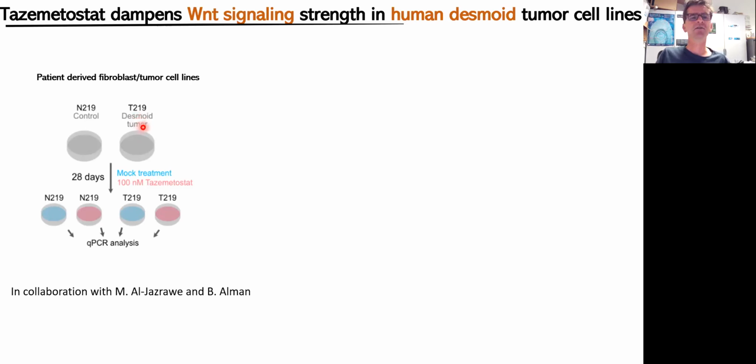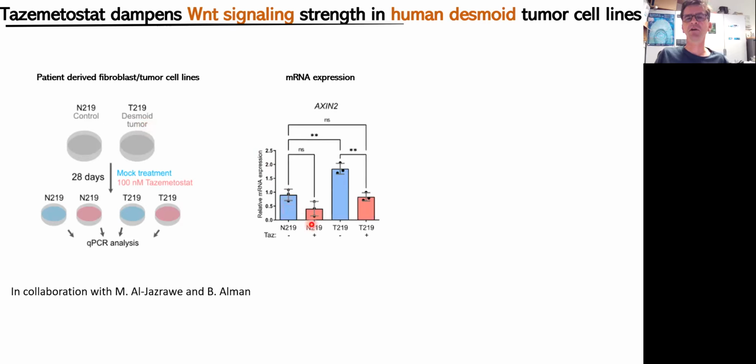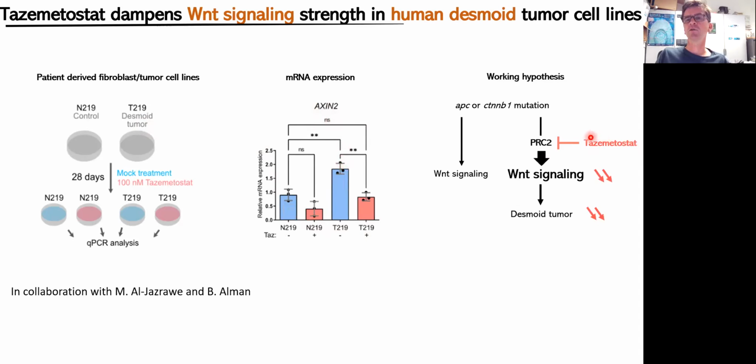To get a bit more insight into how tazemetostat is exerting its activity, we treated human desmoid tumor cell lines, T229 and 219 cells, with tazemetostat and performed RT-PCR analysis. We could show that AXIN2, which is a well-known Wnt response gene, was downregulated significantly by tazemetostat treatment. So our working hypothesis is that strong Wnt signaling activity by APC mutation or beta-catenin mutation requires the activity of the PRC2 complex. Tazemetostat inhibits this activity, thereby dampening Wnt signaling responses, leading to shrinkage of tumors.